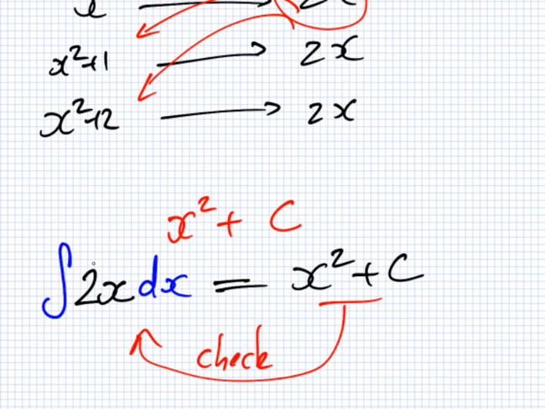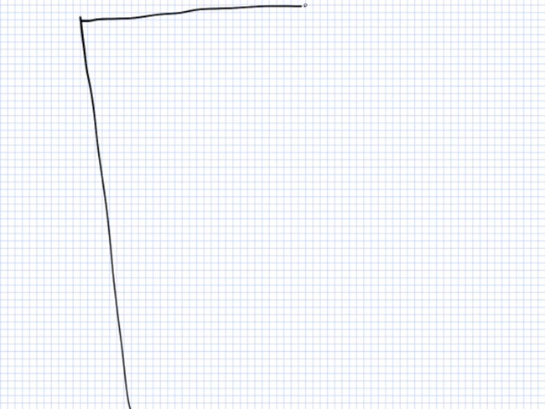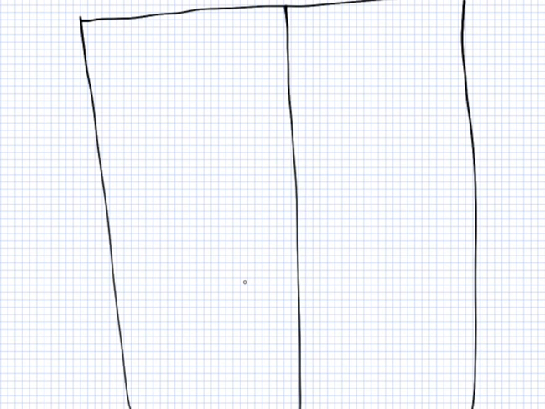Because we don't know. So the symbol for integration is written like this. This means integrate or anti-differentiate 2x. The answer is x squared plus c. And you can check the answer. The way to check is that the derivative here should be 2x, and it is 2x.